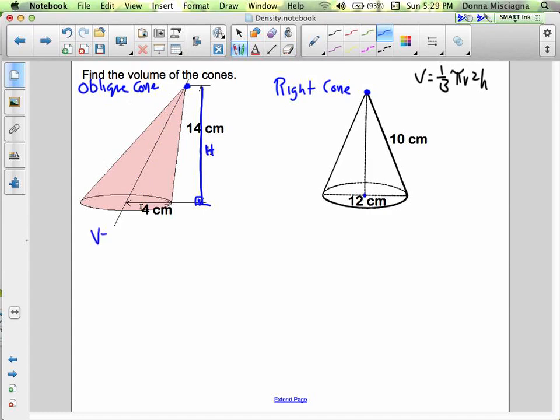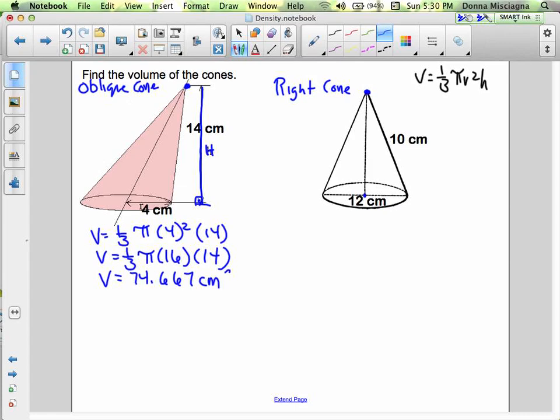So anyway, the volume is 1/3 times pi times the radius 4 squared times 14. So that would be 1/3 times pi times 16 times 14. None of those are divisible by 3. So I'm just going to multiply 16 times 14 and divide by 3, and we'll round. And that would be 74.667 centimeters cubed.